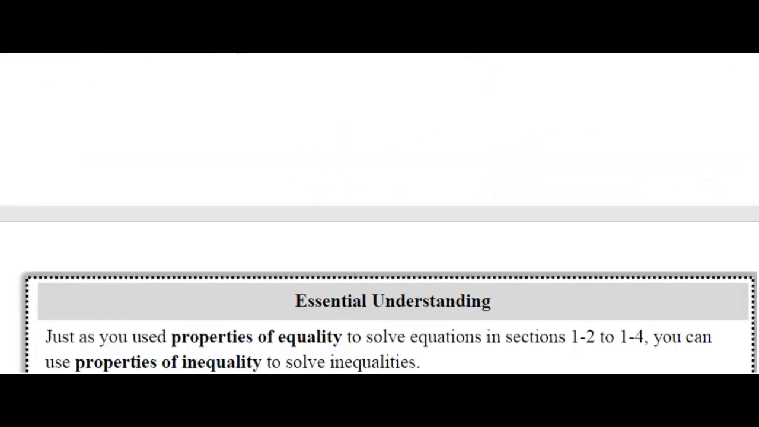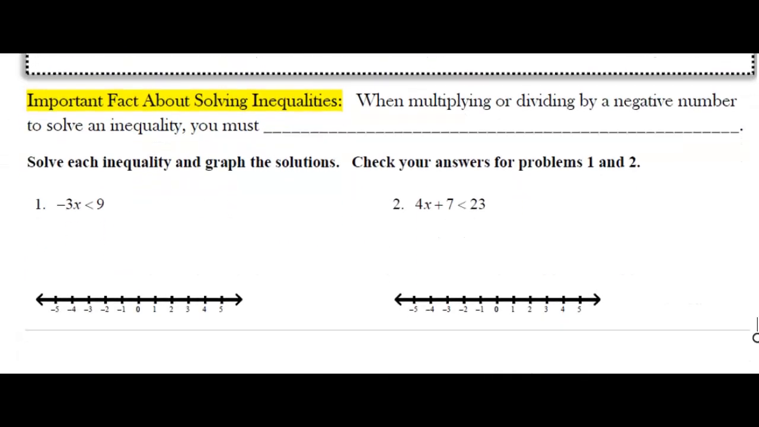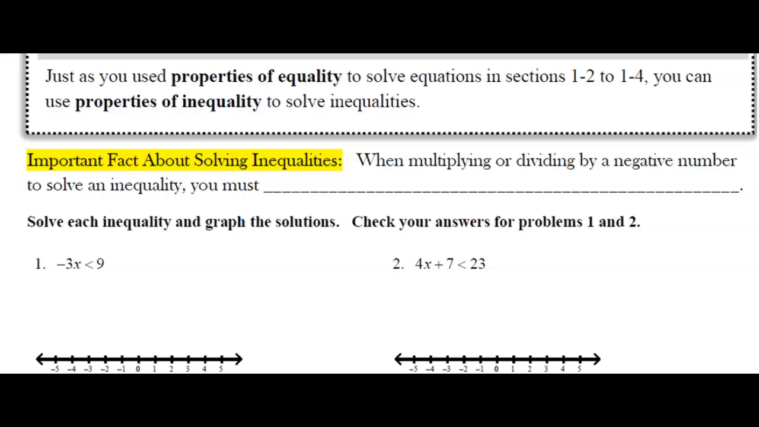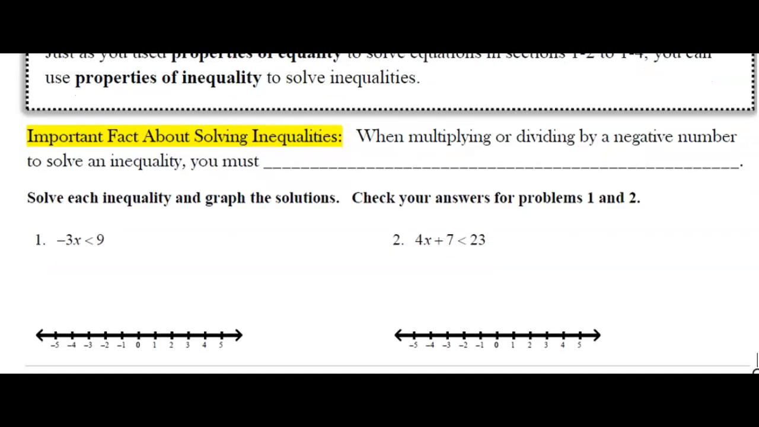So on to the next one here, right? And it says right here, when multiplying or dividing by a negative number, you must flip the inequality. So this right here is probably the most important thing of the lesson right there. Right? You have to flip the inequality sign whenever you multiply or divide by a negative.